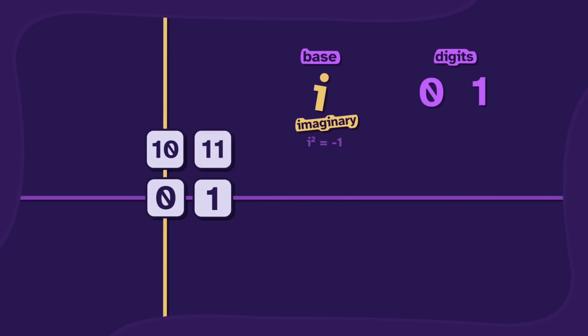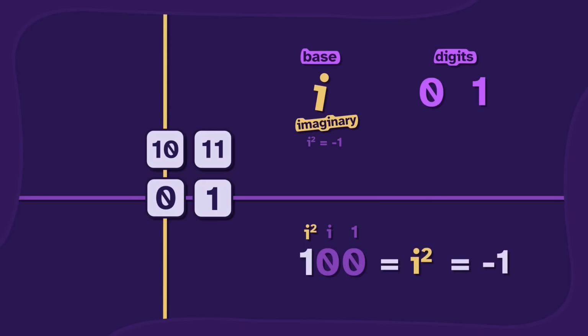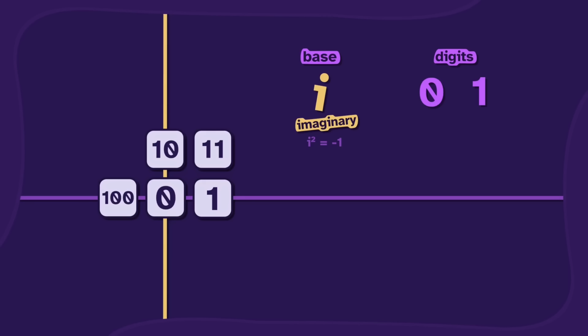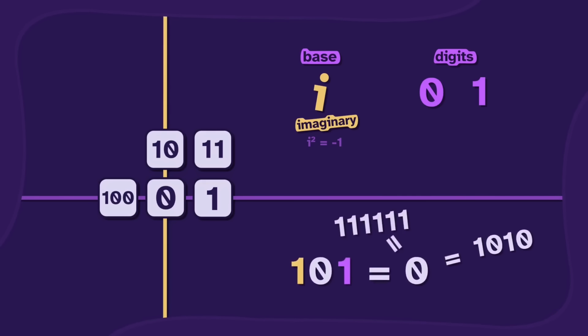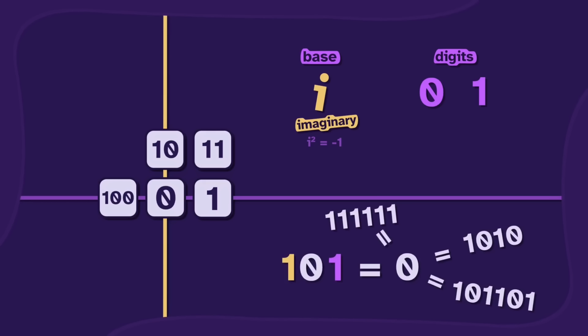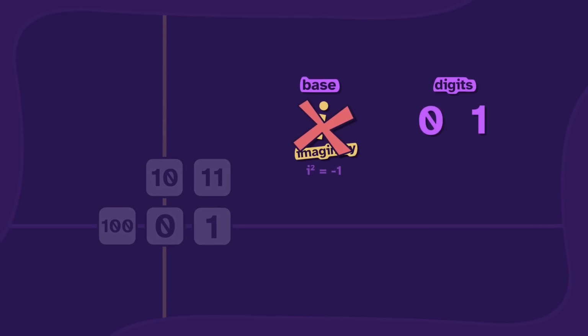Now, what about this one? It has zeros in these places, then there's a 1 in the i squared place. So this is i squared. That's -1. It has a 1 and an i squared. If we add those together, we get 0. That equals 0, and so does this one. Base i is not good. It has a lot of duplication.